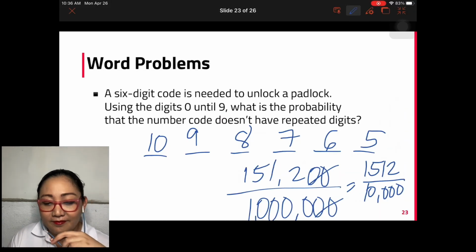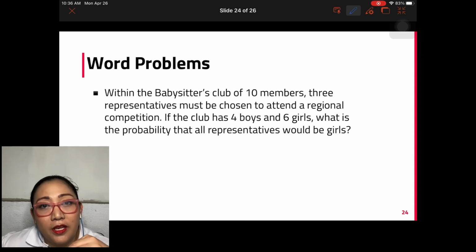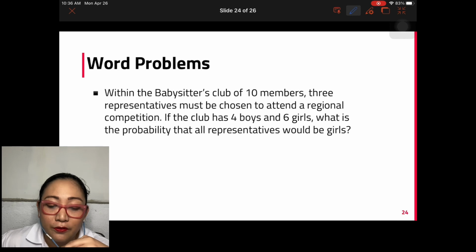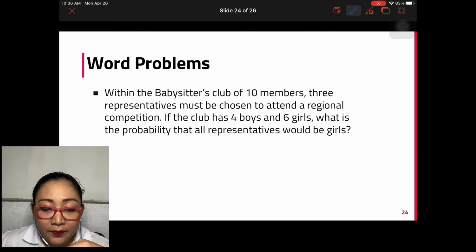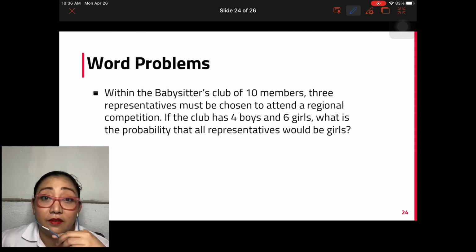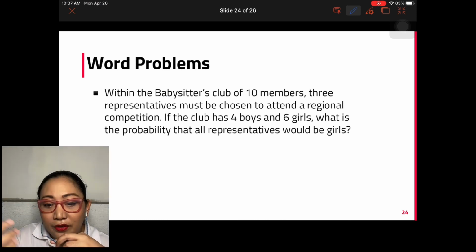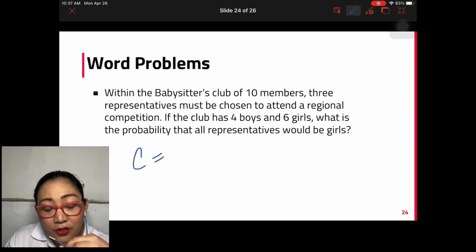Okay? And then our last problem for today is going to be a combination problem. Within the Babysitter's Club of 10 members, 3 representatives must be chosen to attend a regional competition. If the club has 4 boys and 6 girls, what is the probability that all representatives would be girls? So, syempre, kailangan mo munang malaman kung ilan ang iyong sample space. Okay? So, how do we get the sample space? We need to get the combination of 10 taken 3 at a time. Kasi kailangan lang ng 3 representatives, diba? So, it's a combination problem.